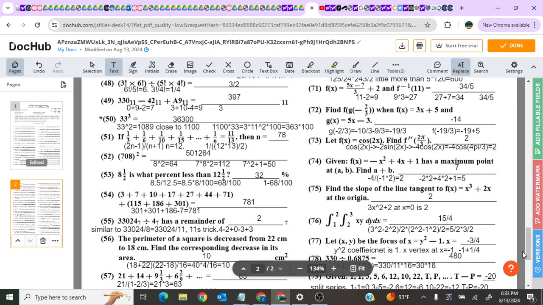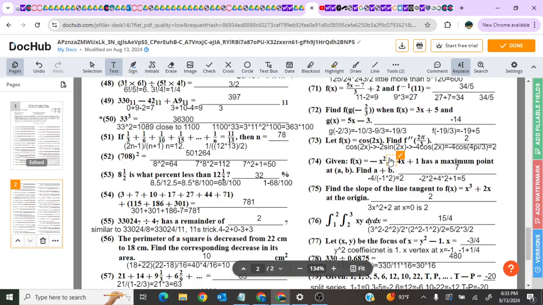74, given f of x equal to negative x squared plus 4x plus 1, maximum point at (A, B), find A plus B. Well, the maximum happens at the axis of symmetry, which in a quadratic is negative b over 2a. So negative 4 over negative 2 is 2, x equals 2. Then plug x equals 2 into this equation and get y value 5. 2 plus 5 is 7.